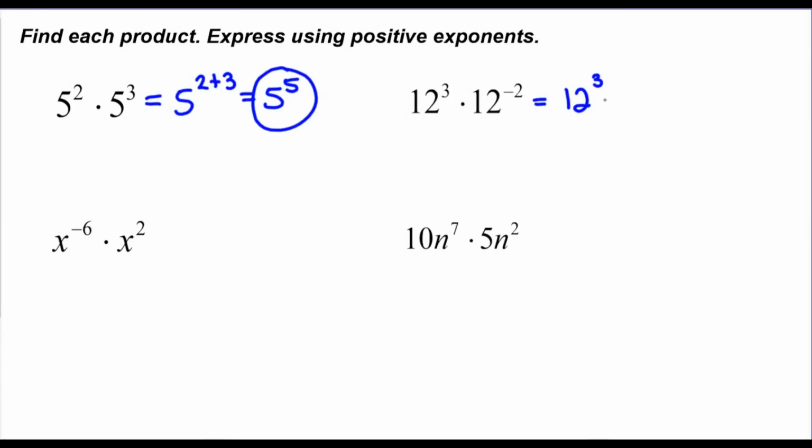I'm actually going to have some 12s canceling each other out here, because you can think of that negative 2 as 1 over 12 to the second power. So these will actually cancel each other out, and I'll get 12 to the first power, or just 12.